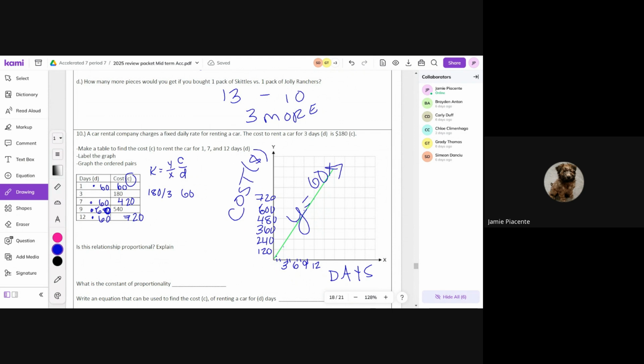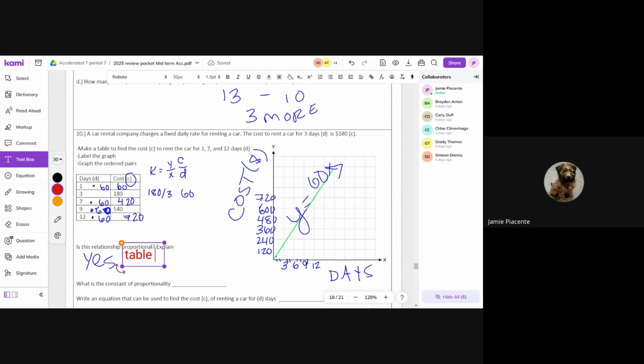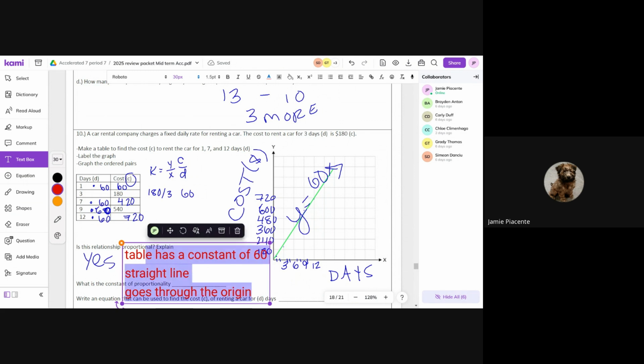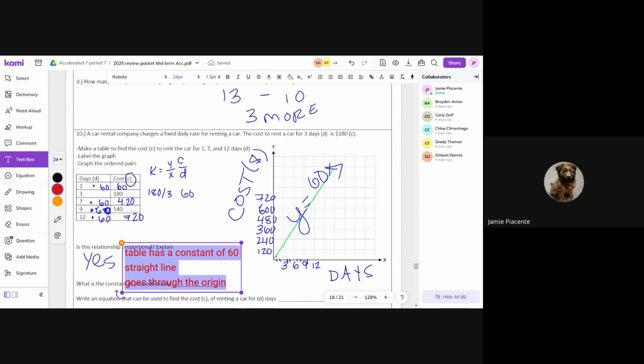So is this relationship proportional? Yes. Explain. Okay, there's 3 reasons. The table has a constant of 60, it's a straight line, and it goes through the origin. Again, make sure you use a straight edge. If we don't, for whatever reason, have a straight edge provided, use part of your test. You'll have something that has a straight line next to it. This is still way too big. Let me shrink it just a little more.